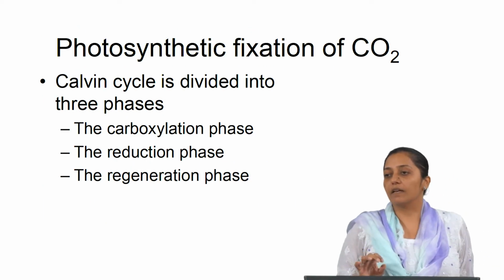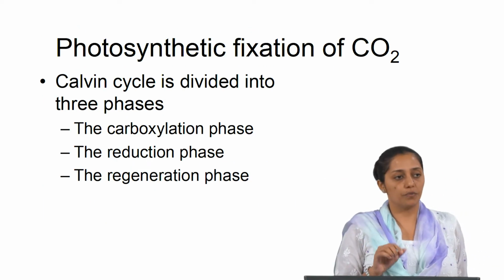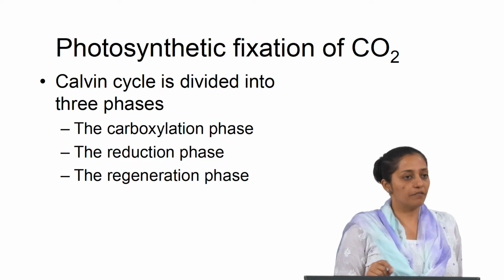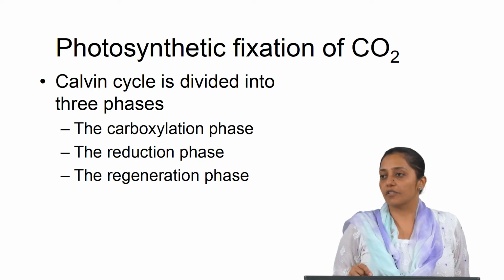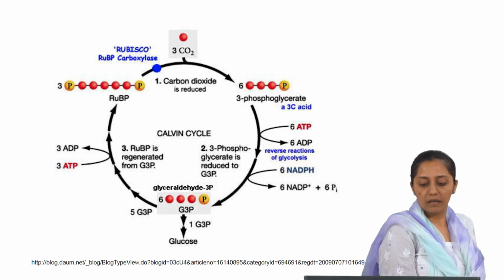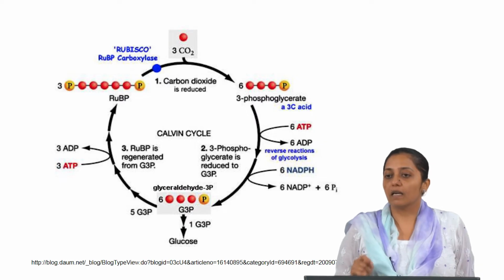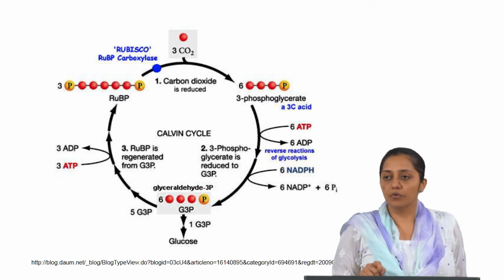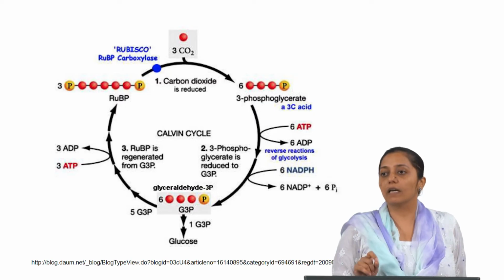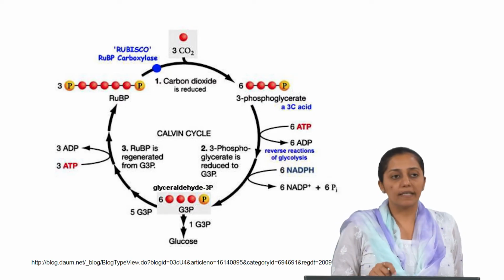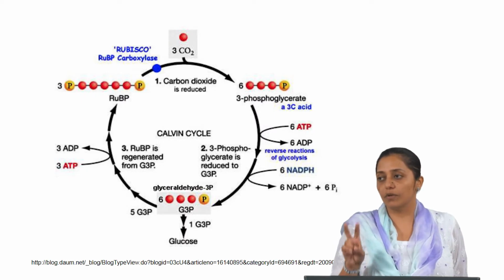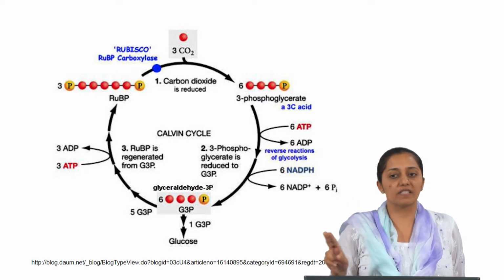So, in general the Calvin cycle has three portions. One is carboxylation, then the reduction phase, and after the reduction phase, the regeneration phase. So, what happens in the carboxylation phase? The carbon dioxide is fixed by rubisco, which is ribulose bisphosphate carboxylase. So, it combines carbon dioxide with ribulose 1,5-bisphosphate to give you two molecules of phosphoglyceric acid.